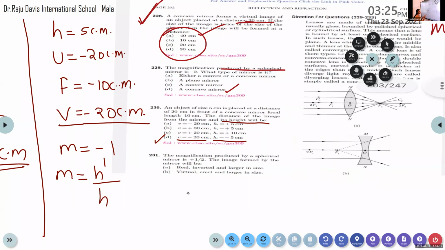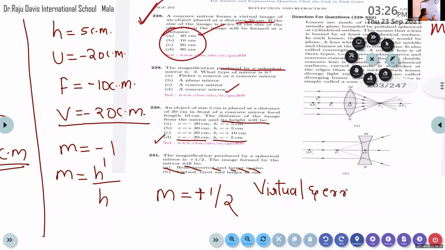Very good. Virtual and erect. From where do you get that the image produced is virtual and erect? Because when the image is virtual and erect, the magnification will be positive. If the magnification is positive, then the nature of the image is virtual, and the only possible combination along with virtual is virtual and erect. And then positive half means M is equal to plus 0.5. What about the size of the image? Is it enlarged or small?